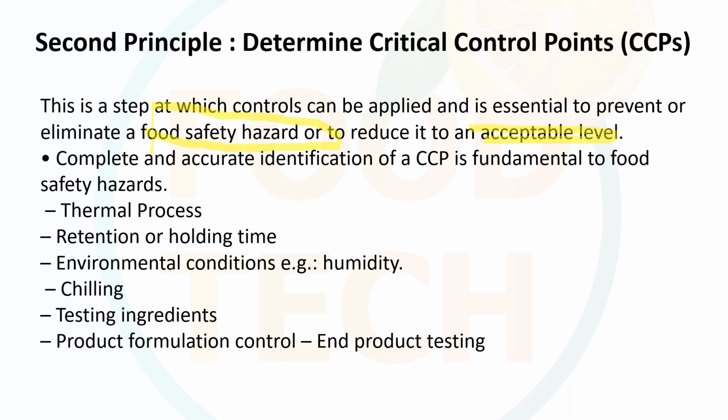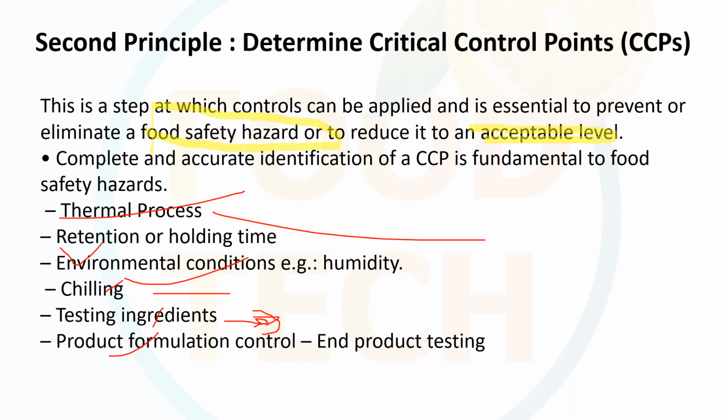Here the complete identification is done for the critical control point, and these are the fundamentals. What hazards can take place? They can take place in the thermal process, retention of holding time, environmental conditions, chilling, testing ingredients, and product formulation. Thermal process can lead to physical hazard, and chilling also physical hazard. But in testing of ingredients, the additives may contain chemicals or toxins which are toxic in nature, so this comes under chemical hazards. These are the examples.